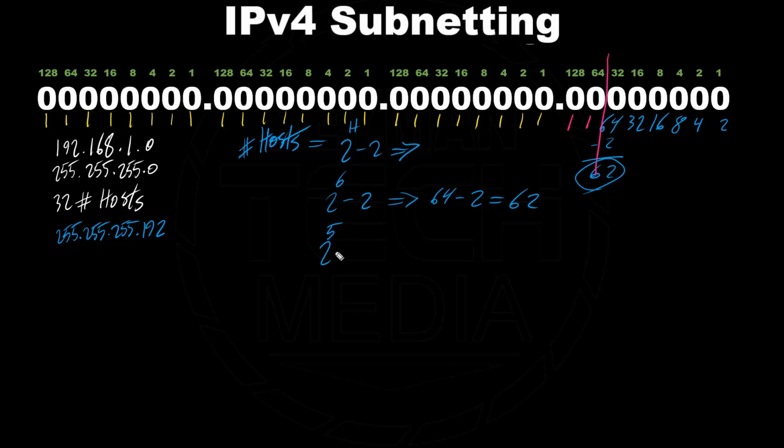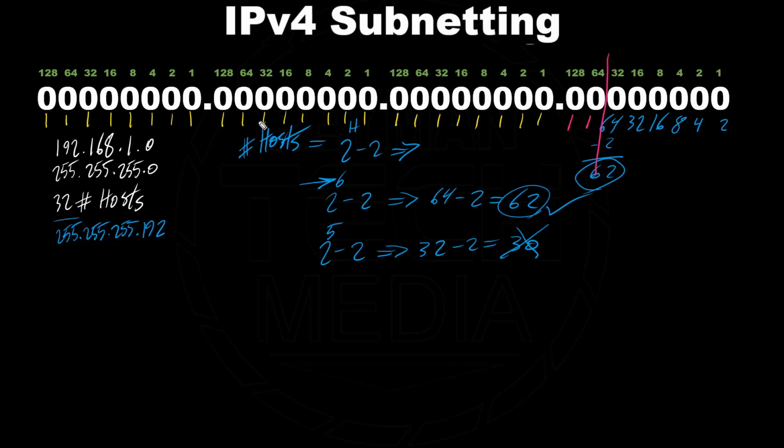2 to the power of 5 minus 2, 32 minus 2, 30. So this is not enough. They are asking for 32. This one is enough. Therefore, the number of host bits should be 6. And as we can see here, 1, 2, 3, 4, 5, 6 host bits. The rest of them is network bits.